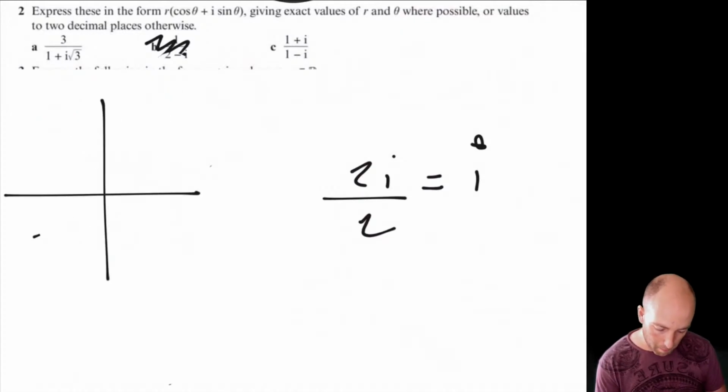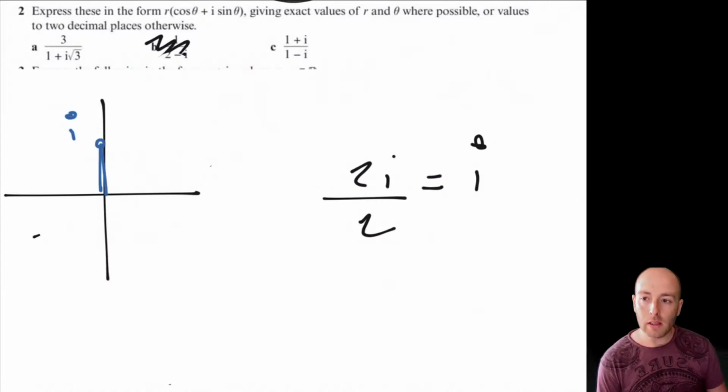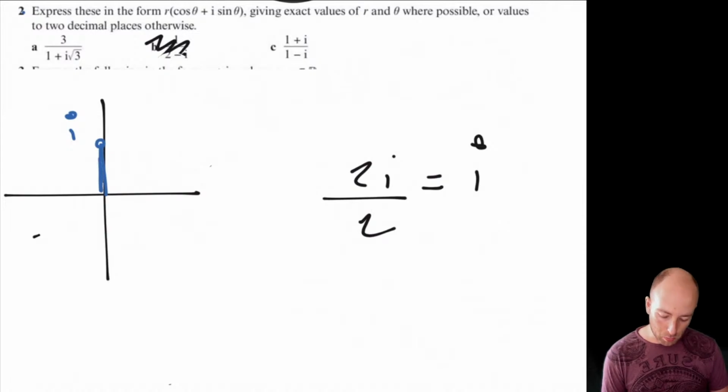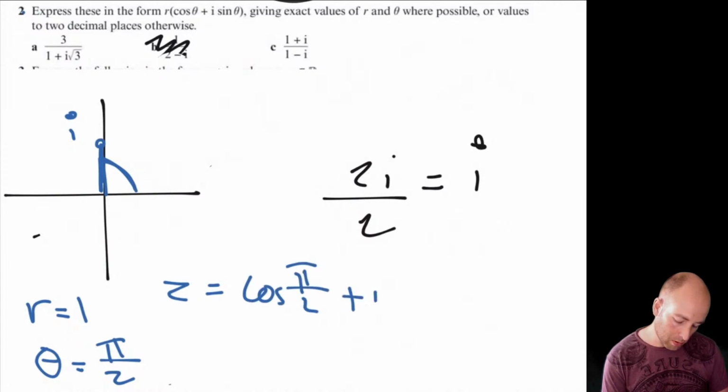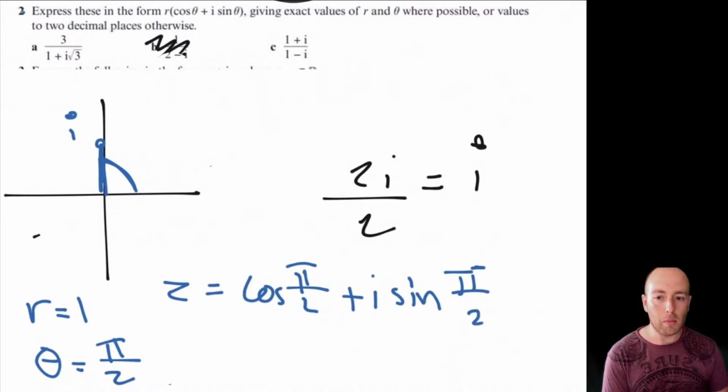So draw this one. We're just going straight up there, i. So the magnitude of this is just going to be 1. So R equals 1, and the angle is going to be pi by 2. So we get z equals cos pi by 2 plus i sine pi by 2. Cos pi by 2 is obviously 0. i sine pi by 2 is obviously just i. Yeah, that's that one.